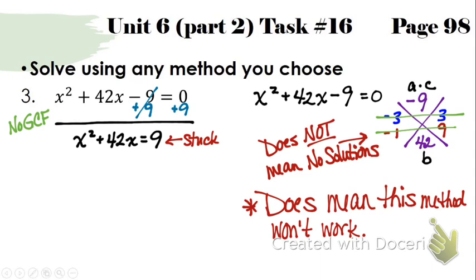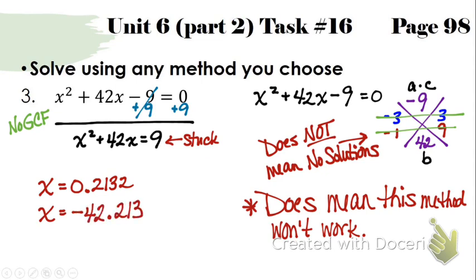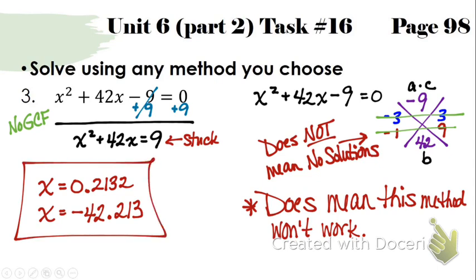All right, so help me out. We found that x could be what? 0.2132. Negative 42.213. And how did we find those again? By graphing. Used a Desmos graph.